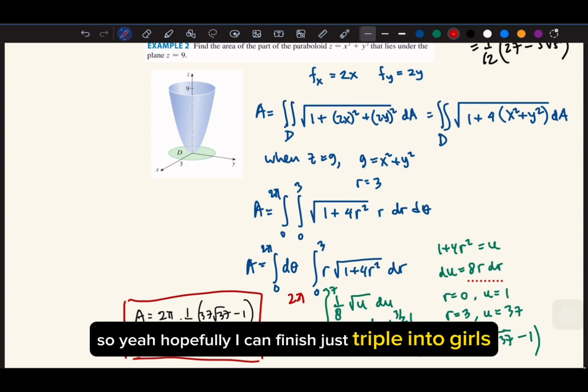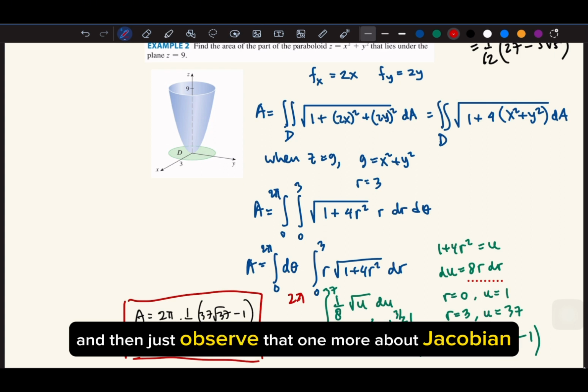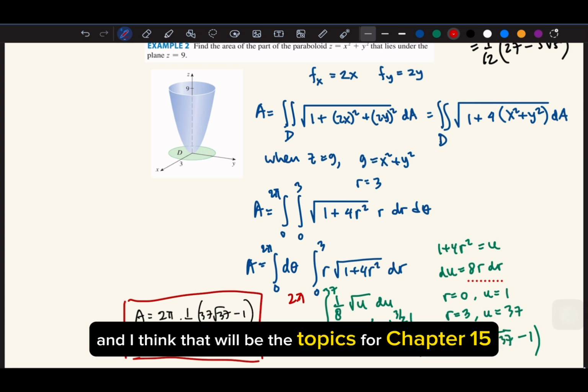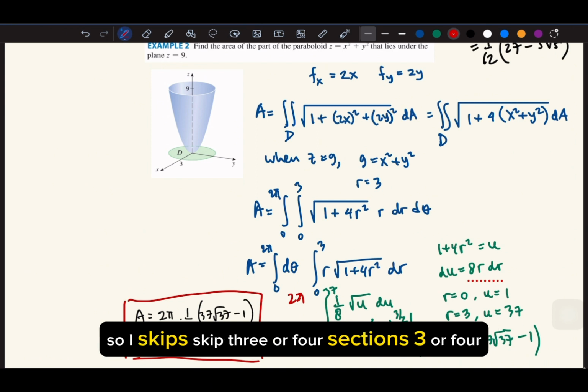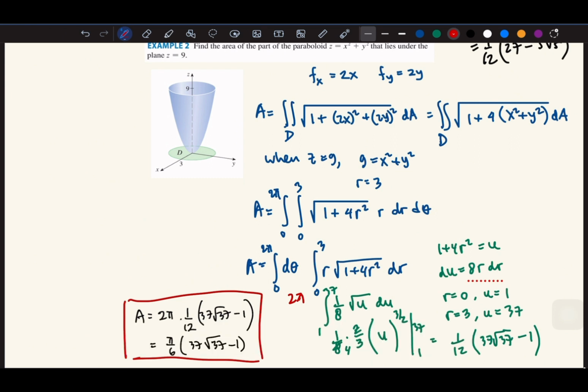So hopefully I can finish just triple integrals, and then after that one more about Jacobian, and I think that will be the topics for chapter 15. So I skip 3 or 4 sections.